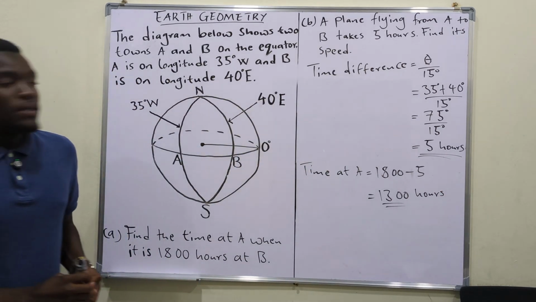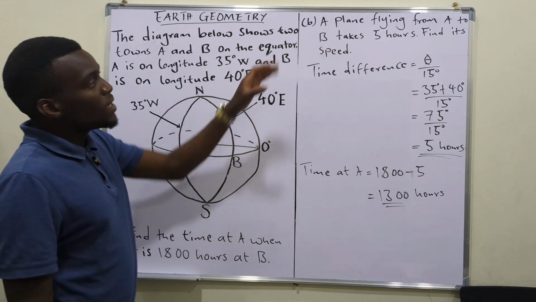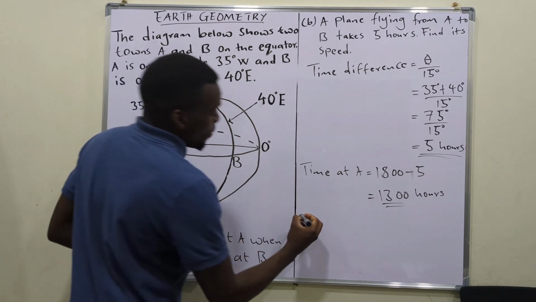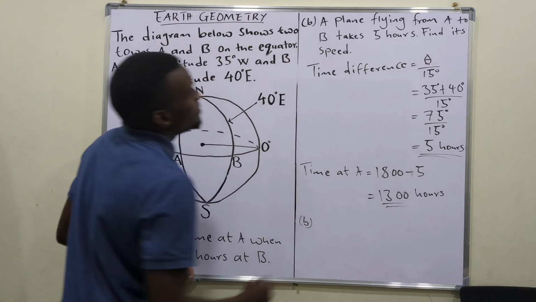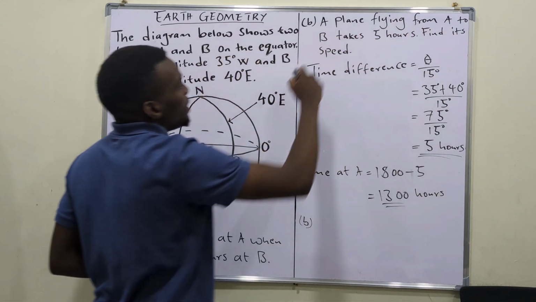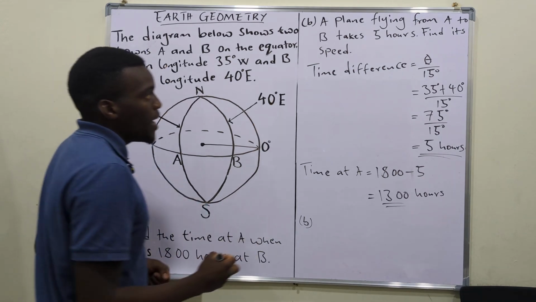So that is the answer. Now we can move on. We are done with this part. We can move on and look at part B of this question. Part B says a plane flying from town A to B takes 5 hours. Find its speed.